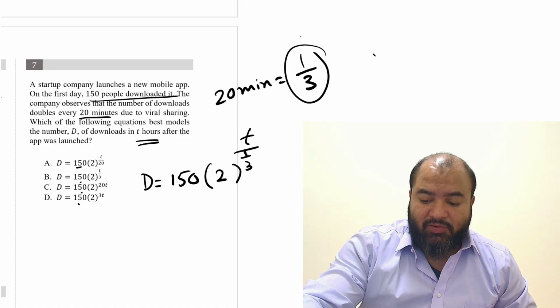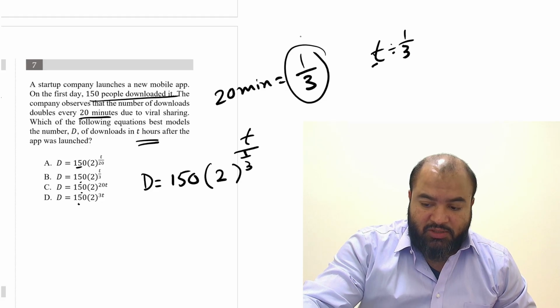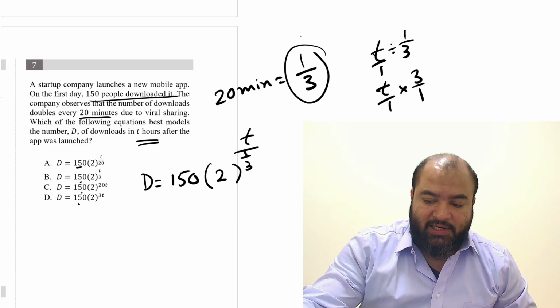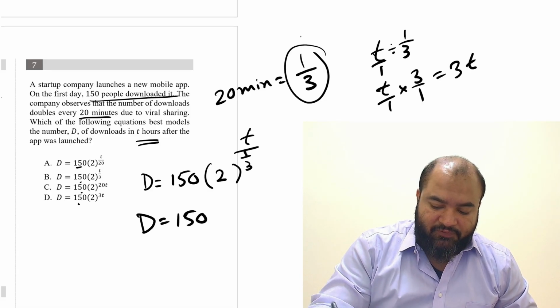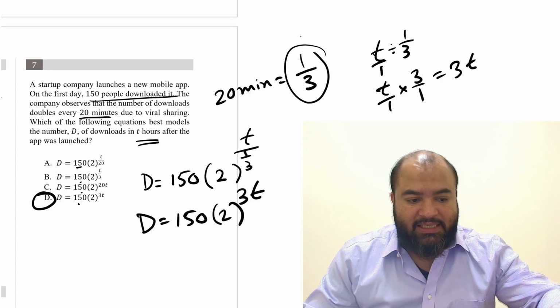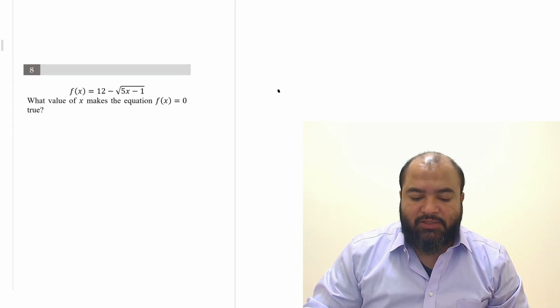Now T over 1/3 means T divided by 1/3. So remember, keep, change, flip. Keep the first one, change, flip the second one. That's actually same as 3T. So D is equal to 150 to power 3T. So answer is D.